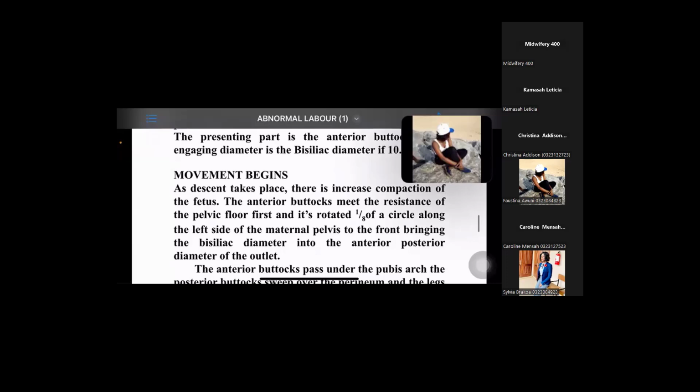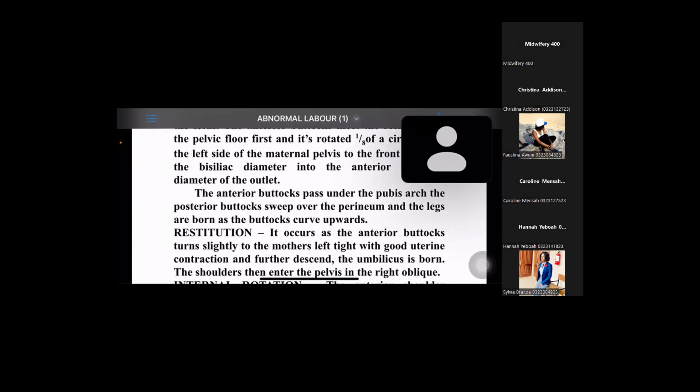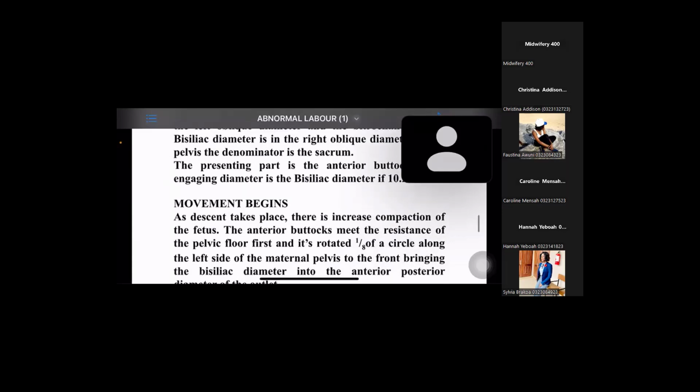So the movement begins. As descent takes place, there is increased compaction of the fetus. I think in vertex it is descent, but in breech it's compaction. The anterior buttocks meet the resistance of the pelvic floor first, and it rotates 1/8 of a circle along the left side of the maternal pelvis to the front, bringing the bitrochanteric diameter into the anteroposterior diameter of the outlet. The anterior buttocks pass under the pubic arch. The posterior buttocks sweep over the perineum, and the legs are born as the buttocks curve upwards. That one is for the movement.